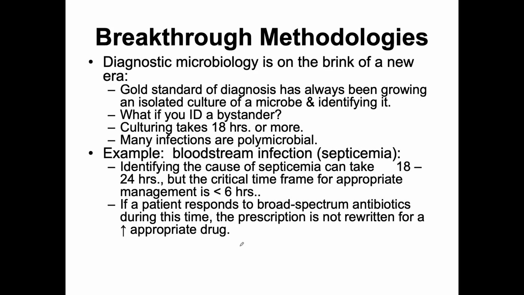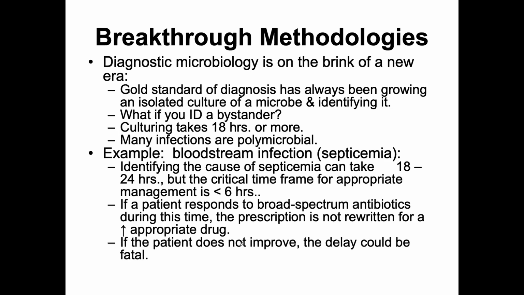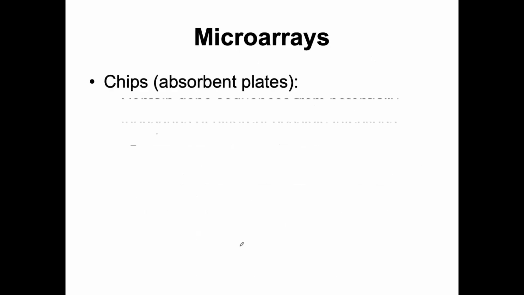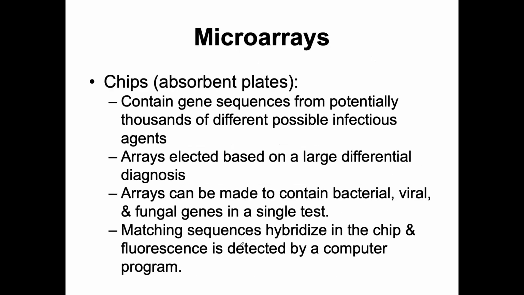Identifying the cause of septicemia can take between 18 to 24 hours using traditional methods, but the time frame is 6 hours. If a patient responds to a broad spectrum antibiotic, the prescription is not rewritten for a more appropriate drug. If the patient doesn't improve, the delay is fatal. So a more effective technique was developed. One of these techniques is called a chip. A chip is just a piece of glass, a tiny piece of glass, sort of like a cover slip almost.